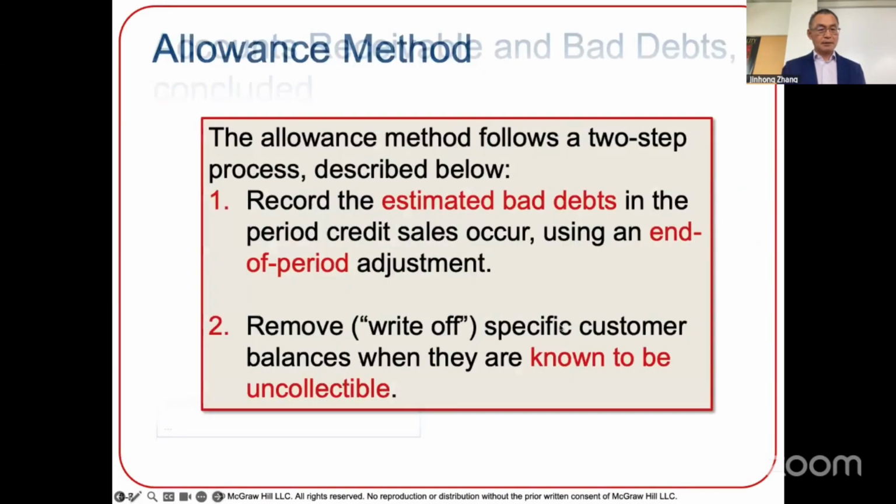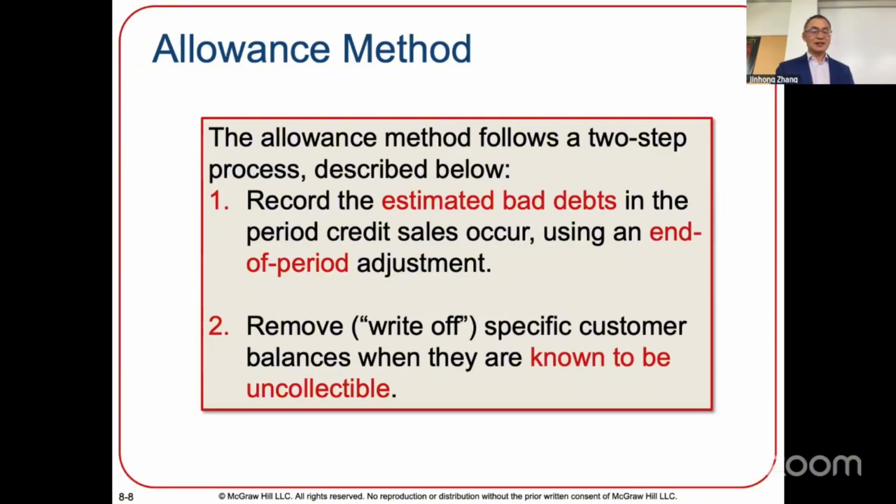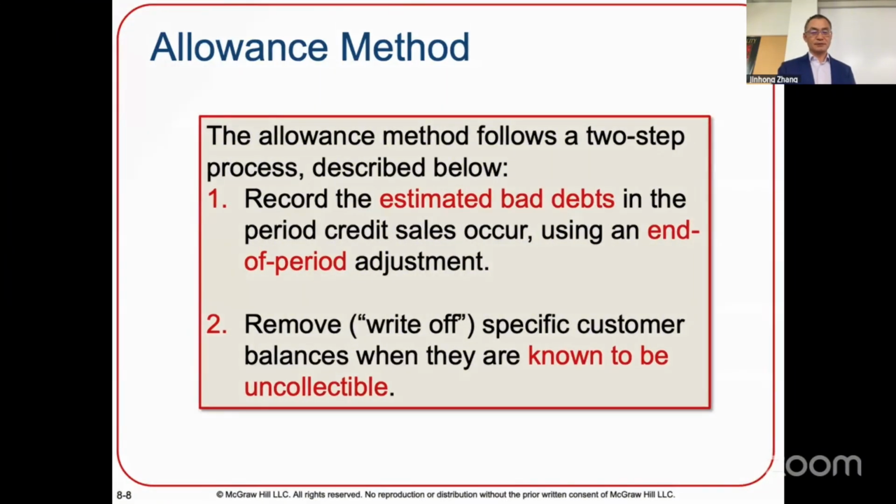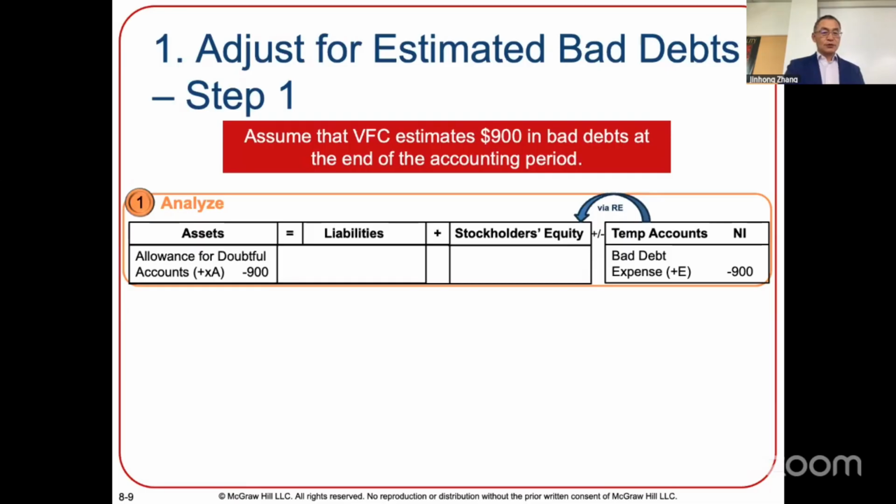The two-step. So the allowance method follows a two-step process. First, record the estimated bad debt in the period credit sales occur using an end of a period adjustment. So at the end of the month, you estimate maybe 2%, right? And then you remove or write off specific customer balance when they are known to be uncollectible. So it's certainly sure they're not going to pay it. So adjust for estimated bad debt.